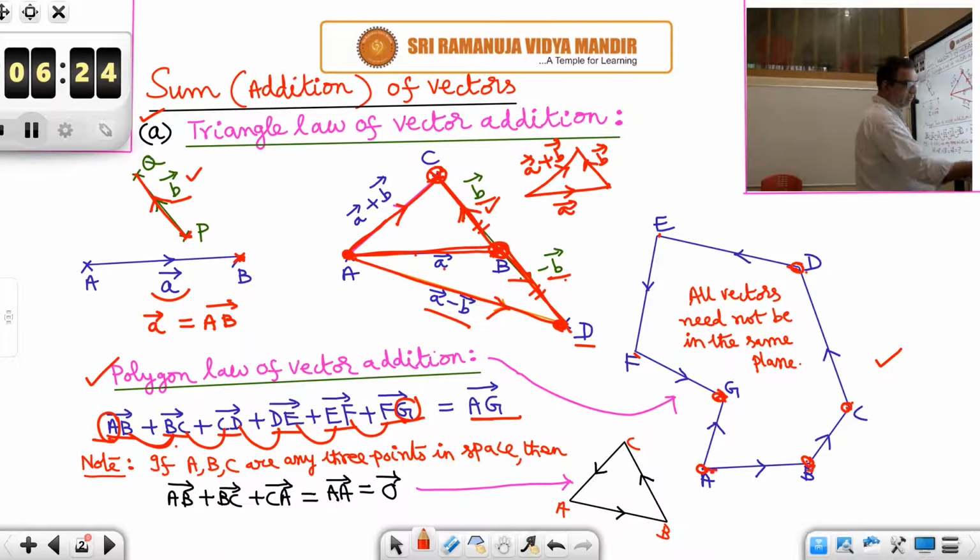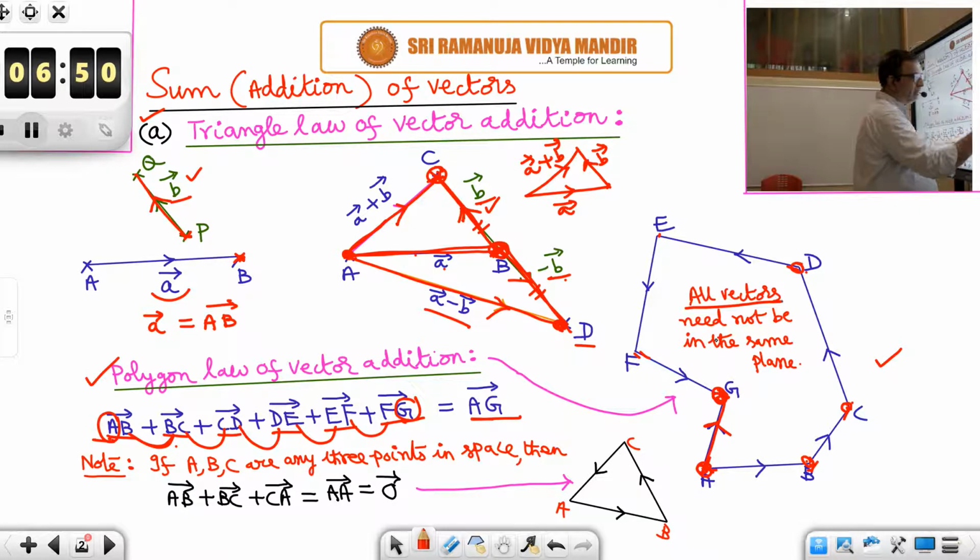So AB bar plus BC bar, see in the diagram, AB plus BC plus CD plus DE plus EF plus FG is finally equal to AG. Initial point of the first vector and terminal point of the last vector we are joining, so that is equal to AG. Here an important point is, how many vectors are we adding? About 6 vectors we are adding.